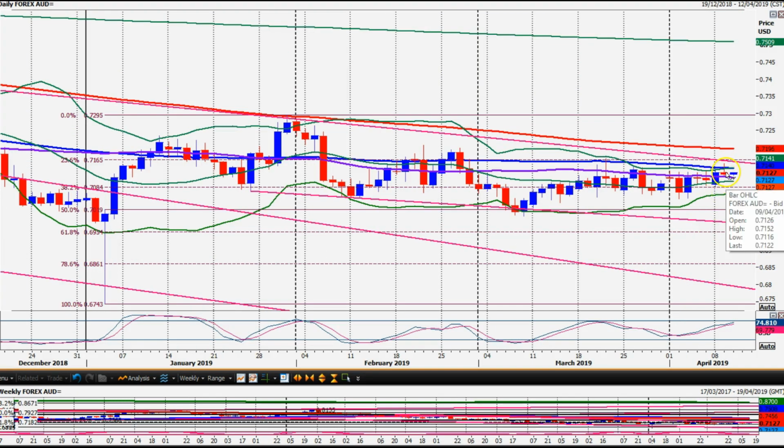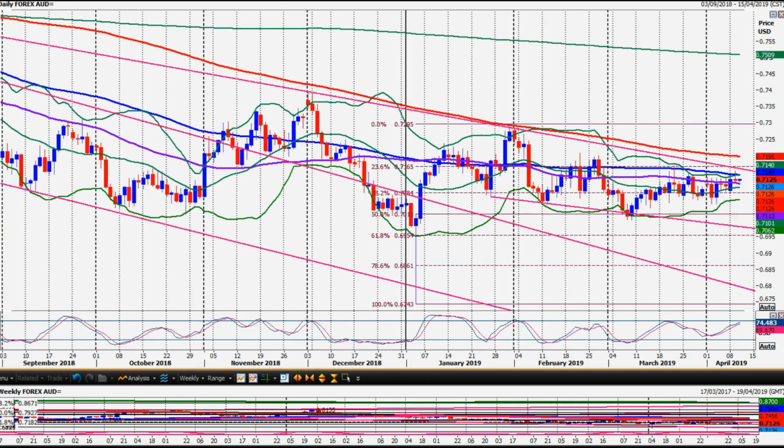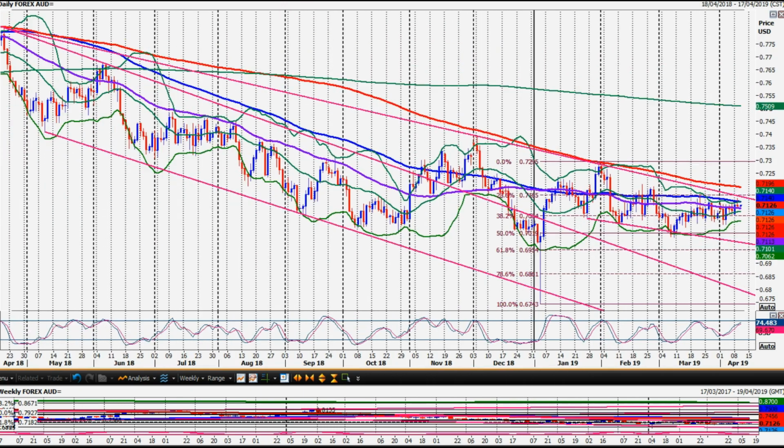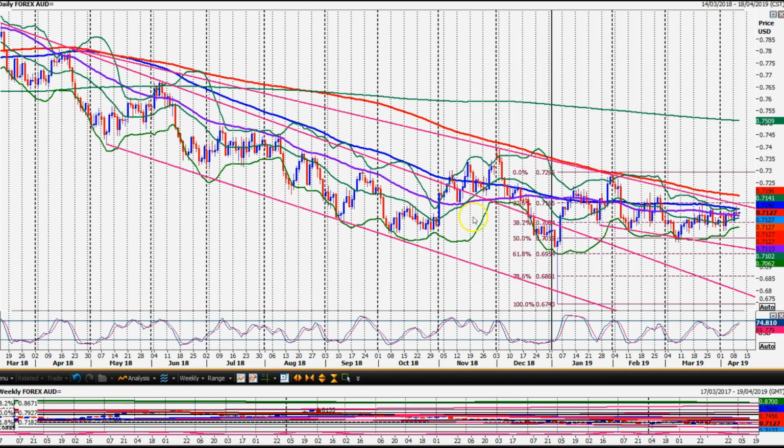Australian dollar versus US poked its nose above the 100-day moving average. Couldn't quite reach that trend line, which goes back to, let me remind myself. There we go. April last year. So it's a nice trend line. It's a year old. The trend line is around 71.60, just below 71.60. We got to 71.52. So clearly that's the level to watch today.